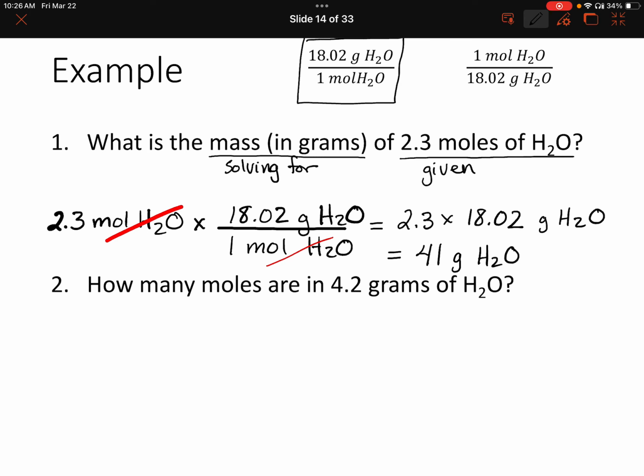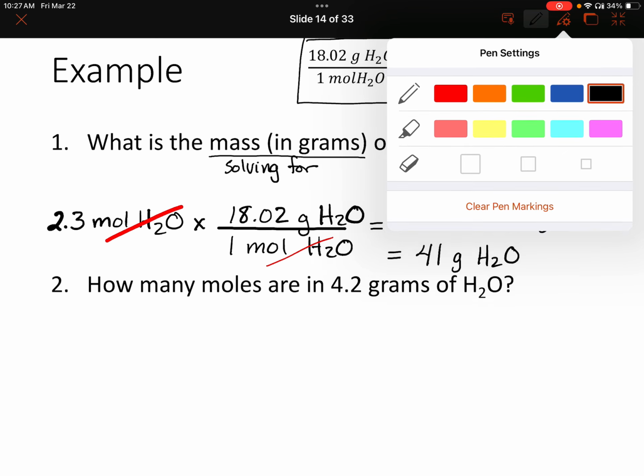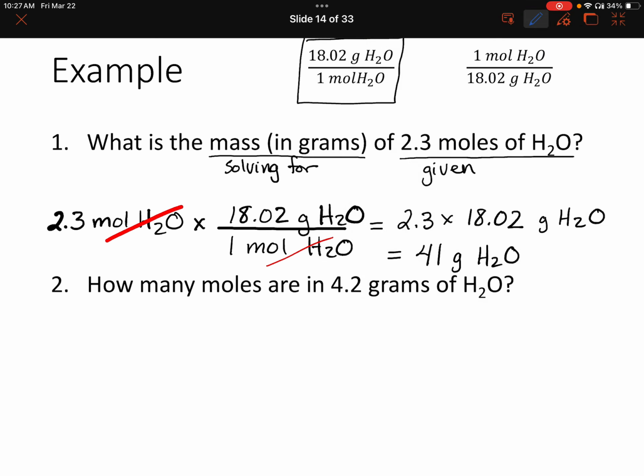So let's also think about sig figs here, because we haven't talked about that quite yet in our calculations. And it's been a while since we've talked about sig figs. So when we're multiplying and dividing, do we care about the number of sig figs or the number of decimal places? The number of sig figs, right? So how many sig figs do we have in 2.3? 2.